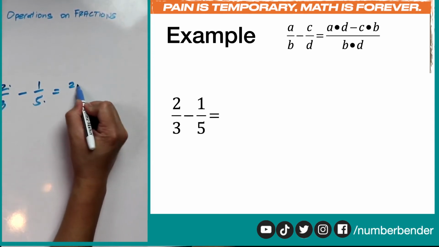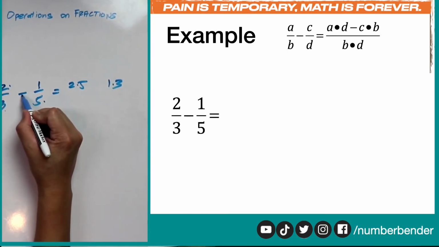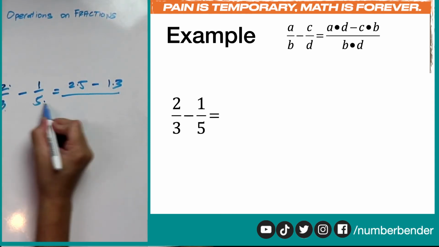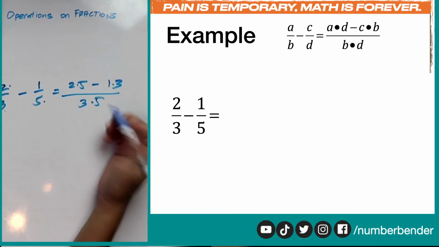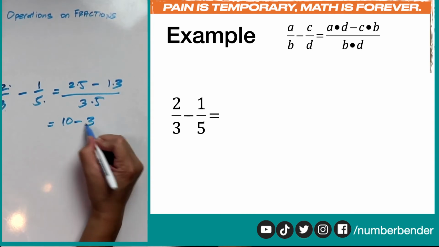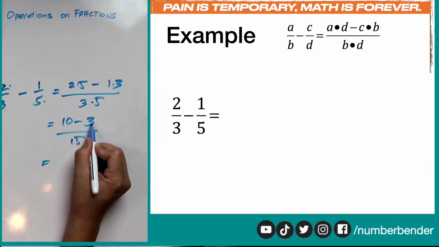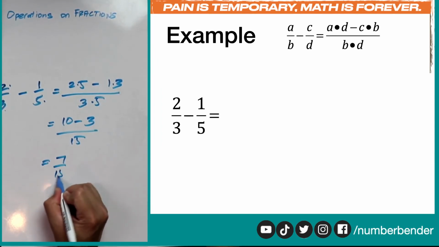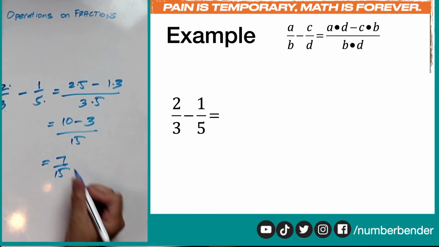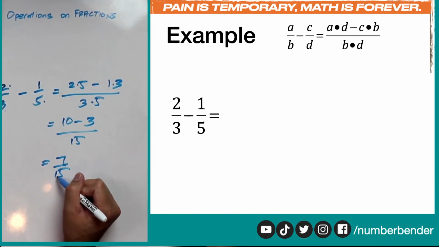I will simply multiply 2 and 5, multiply 1 and 3, and since this is the operation of subtraction, I will subtract these two products, and the product of 3 and 5 will be the denominator. And by simplifying this, we'll end up with 10 minus 1 times 3 is 3, all over 3 times 5, which is 15, and 10 minus 3 is equal to 7, all over 15. And if we need to simplify the fraction, we can, but we know that 7 over 15 is already in simplest form because 7 is a prime number and 15 is not.